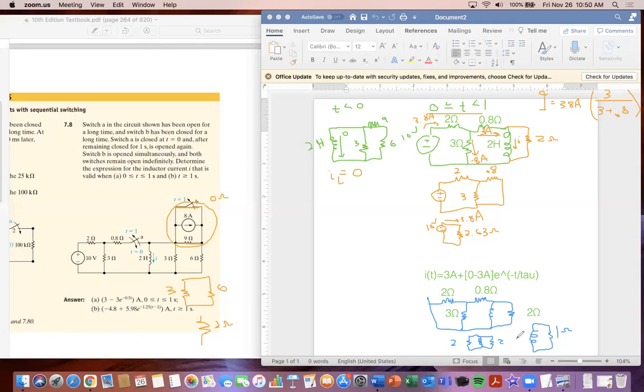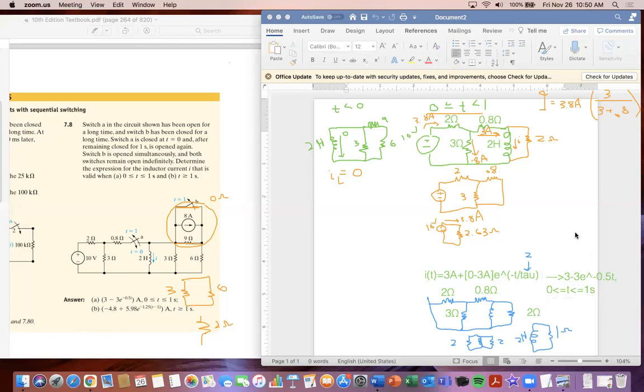And our inductor value is 2 henries. So our L divided by R, that'd be 2 divided by 1. So our tau value here would be 2. 1 divided by 2 is negative 0.5. And so when we calculate this final value here, it's going to be 3 minus 3. And then this one is e to the negative 0.5t. And then that would be between 0 and 1 second. Okay, that's how we calculated this one here.